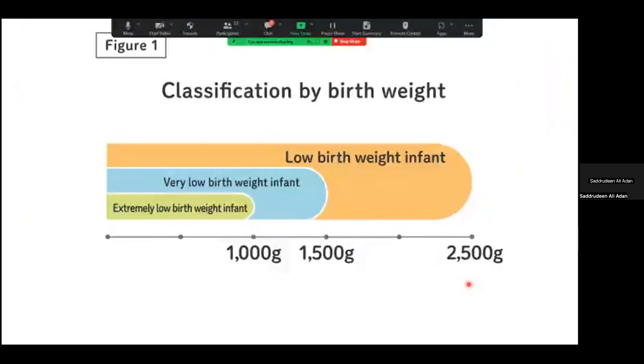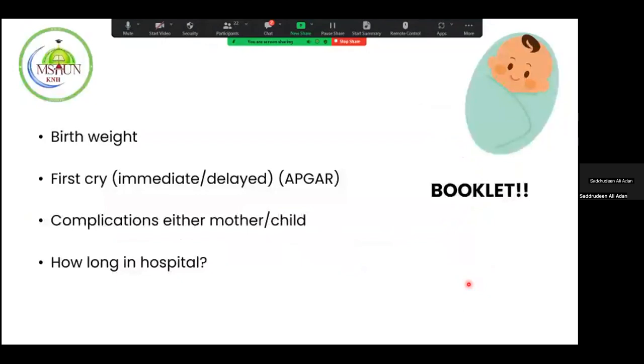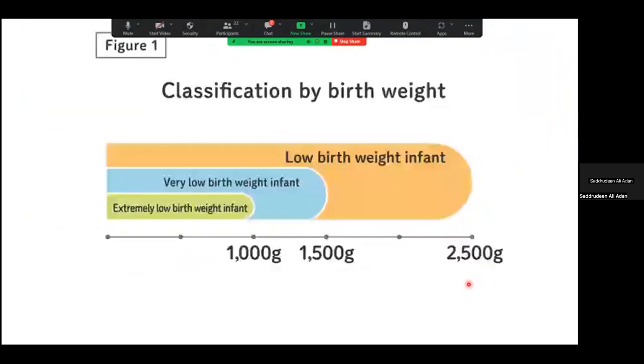For the birth weight, we also have to mention the birth weight and the gestational age. So let's go to the birth weight. A baby less than 2.5 kg is always classified as low birth weight. Less than 1.5 kilos is very low birth weight. Less than 1 kilo is extremely low birth weight.